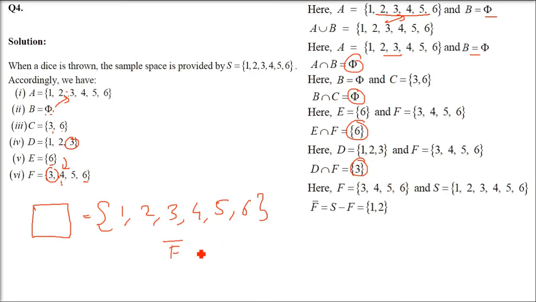And then F complement. F complement can be computed by taking the universal set and subtracting F. So 1, 2, 3, 4, 5, 6 minus 3, 4, 5, 6 is 1 and 2. In order to find the F complement, take the universal set and remove the F set. Then you get F complement. So 1 and 2 will come.